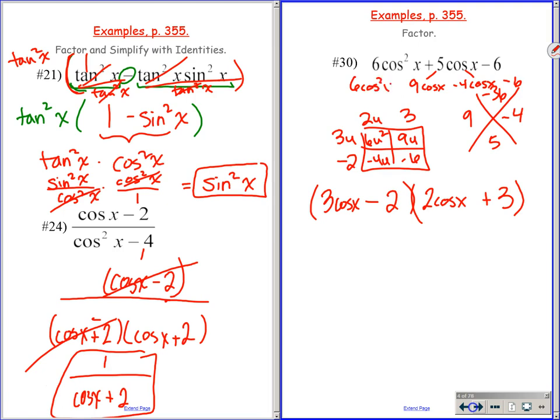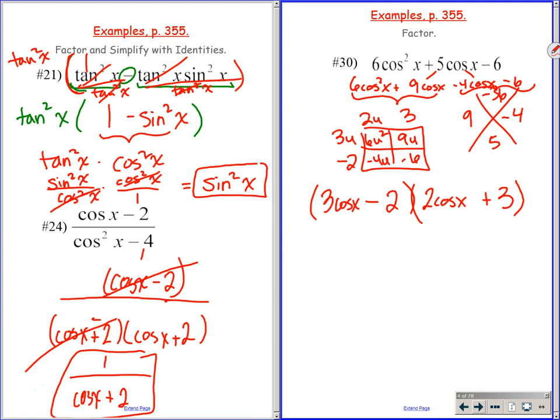You're at the top. Group it. How? What's in common? A 3 cosine x. What's in common? A negative 2. What's left over? A 2 cosine x plus 3. You can do grouping too. You'll get there. We've reviewed factoring. You just have cosines in there instead.